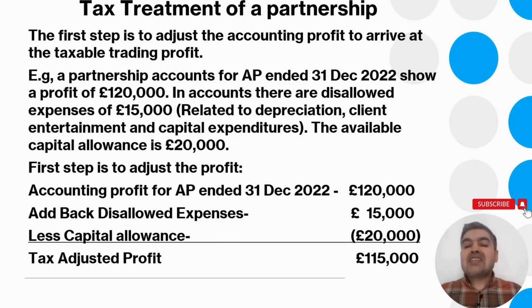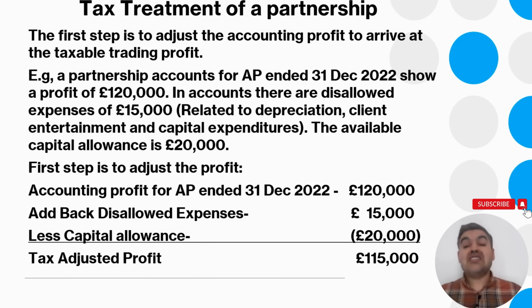Then we add back disallowed expenses. So we add back client entertainment, depreciation, and any other capital expenditure, and then we deduct the capital allowances, or we claim a relief for capital allowances. In this case, we get tax adjusted profit, and that profit will be split among each partner.